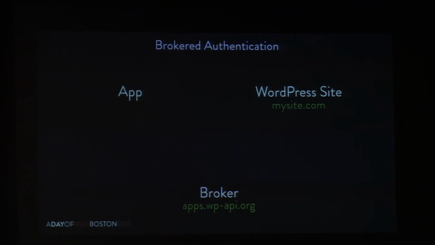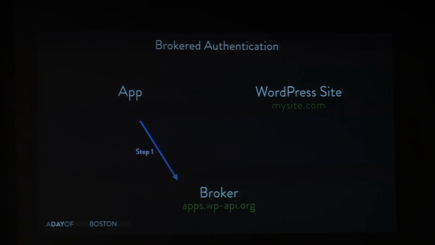So that flow looks a little bit like this. There's really three parties involved here. There is the app that you're building, which could be a client that is sitting on your phone. There's the WordPress site you want to talk to, which could be your own site, or the user that is using your app. It could be their WordPress site that they want to share something to from your app. And then there is the app broker, which is at apps.wpapi.org.